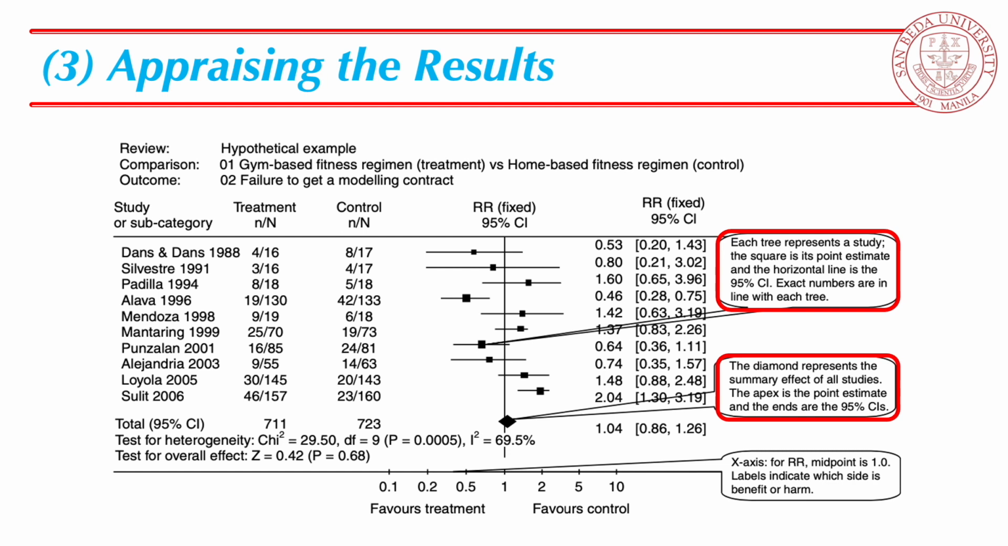by each included study. Finally, the midpoint of the x-axis represents the null value, or the value that represents no effect. It is 1.0 for dichotomous variables and 0 for continuous variables. There should likewise be labels on the x-axis that indicate which side is benefit or harm.